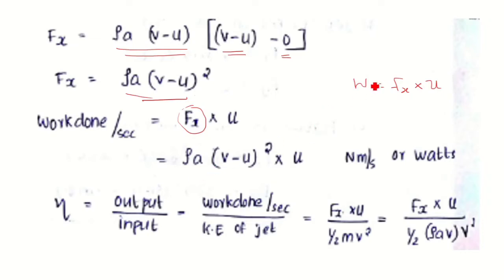So here the equation will be work done per second. Since the term u is meter per second, we are obtaining work done per second. Rho a (v minus u) whole square is the f of x, and u is the movement in the x direction. So the unit will be Newton meter per second or watts. So rho a (v minus u) whole square into u gives the work done per second in the x direction.